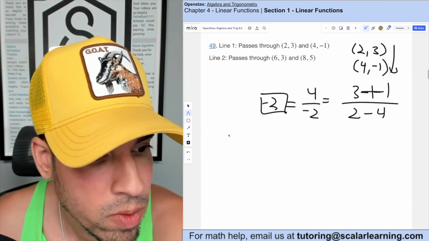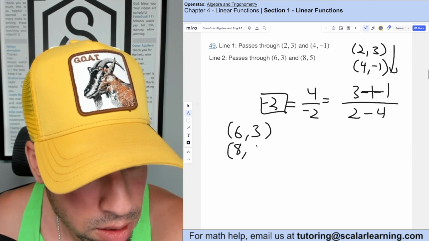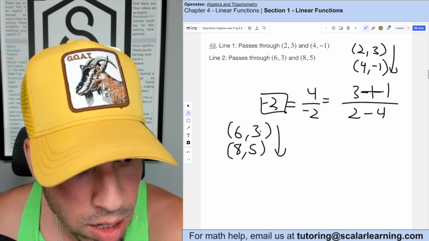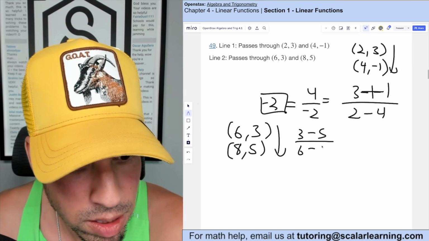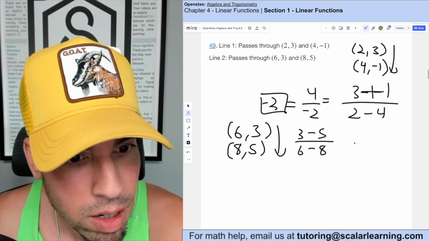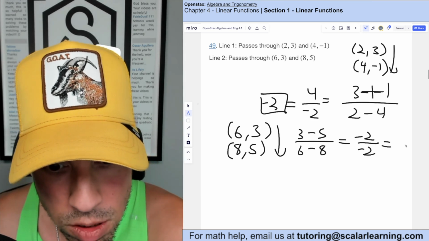Okay, and then this one, let's stack them again. So we got 6, 3 over 8, 5. And then we're going to subtract down. So we do the difference of the y's on top, 3 minus 5 over 6 minus 8 on the bottom. Okay, and that gives me negative 2 over negative 2, which gives me a slope of 1.